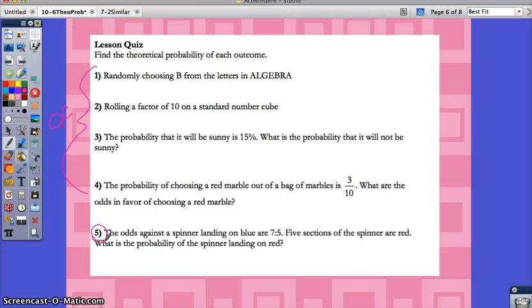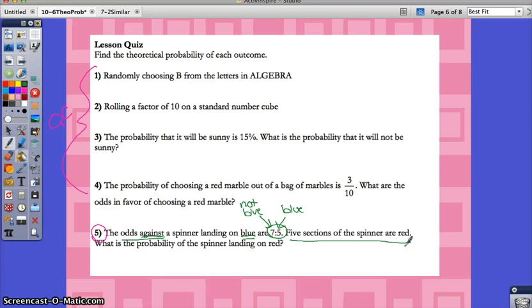So with number 5, I just want to go over this one because for some reason there's a lot of mistakes on this one. The odds against a spinner landing on blue. So let's label this. Since it's against blue, then the first one is not blue, which makes the 5 part that are blue. So the odds against the spinner landing on blue is 7 to 5. There's 5 sections that are red. There's 7 that are not blue, which means they could also be the red ones. And there's 5 that are blue.